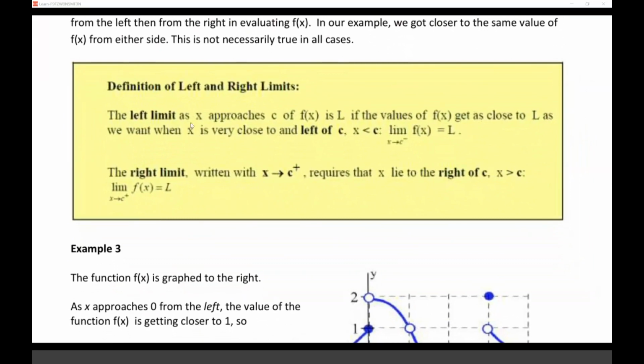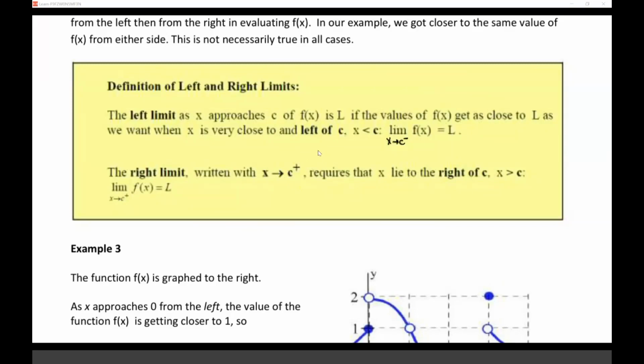The left limit as x approaches some number c is L if the output values of the function get as close to L as you want, however close you want, when you get close to the left of c. And again, that's when you write this with the little negative sign. This is as x approaches c from the left. And here's the right limit, as you approach the same c, but from the positive side of the x-axis.